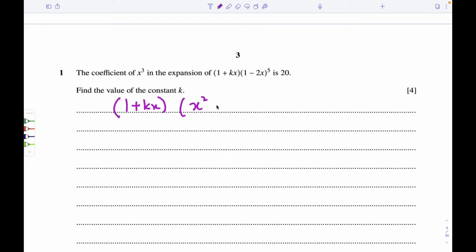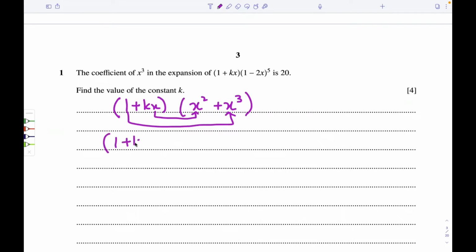x squared and a term in x to the power 3. So 1 will multiply by x cubed and it will give us a term in x cubed. The kx will multiply by x squared and it will give us a term in x cubed as well. We'll add it up and equate it to 20.